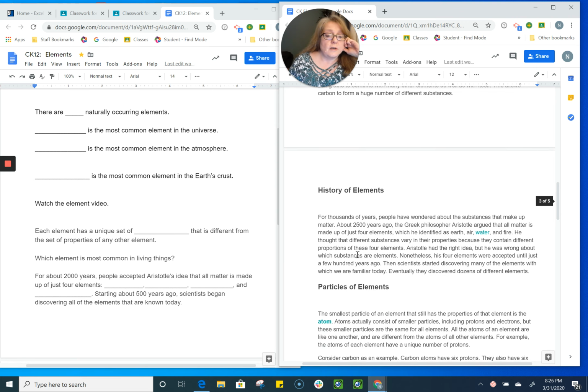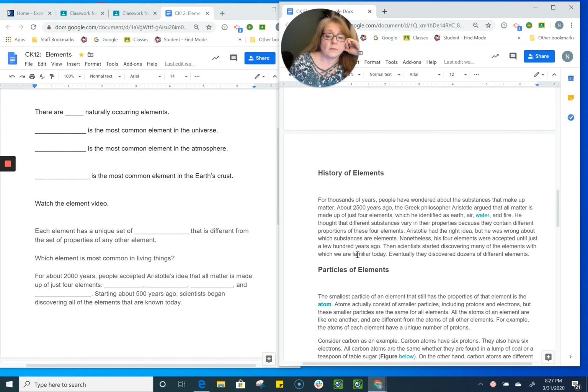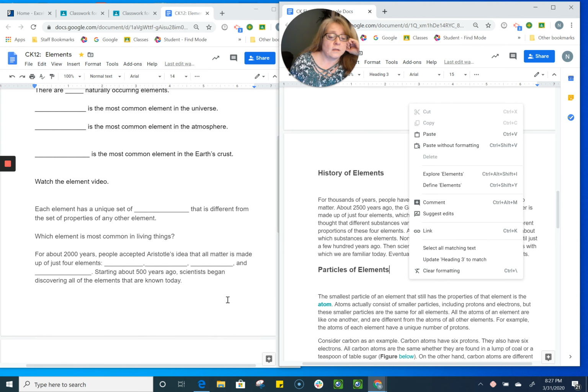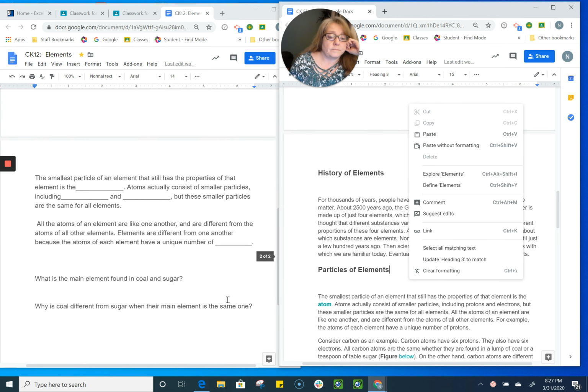A little history of the elements. For 2,000 years, people accepted Aristotle's idea that all matter is made of just 4 elements, and that was the earth, air, water, and fire. And they thought that for a long time. About 2,500 years, they started thinking that. And our thought processes have only changed within the last 500 years. About 500 years ago, scientists began discovering the elements that we know today.